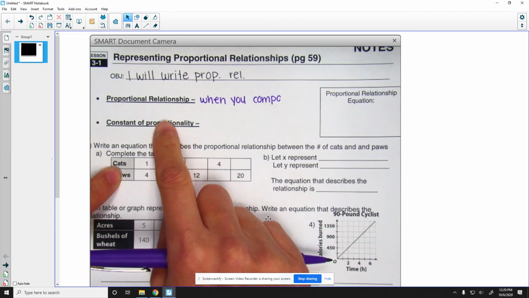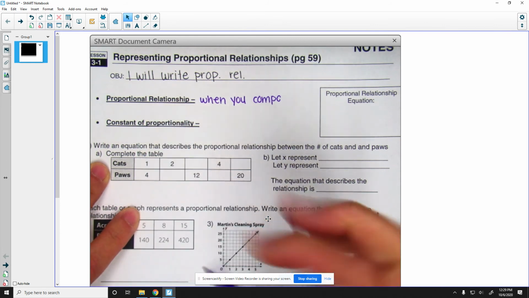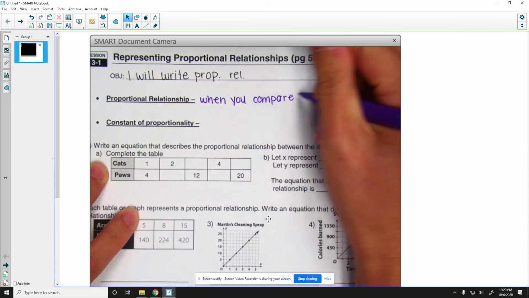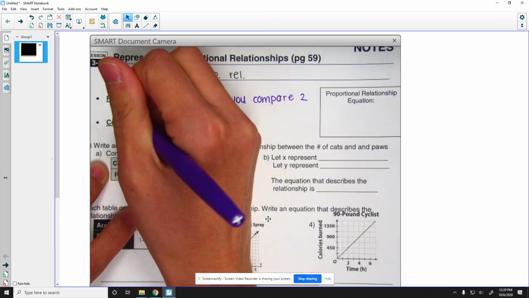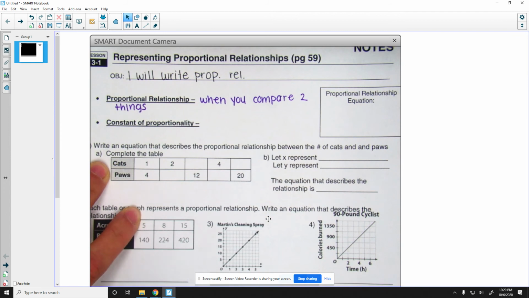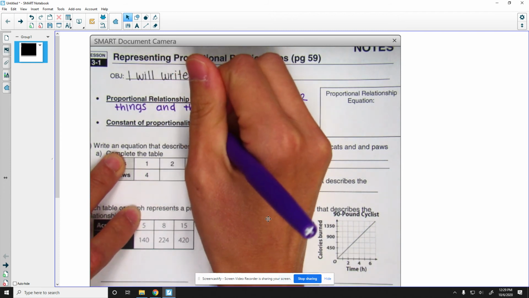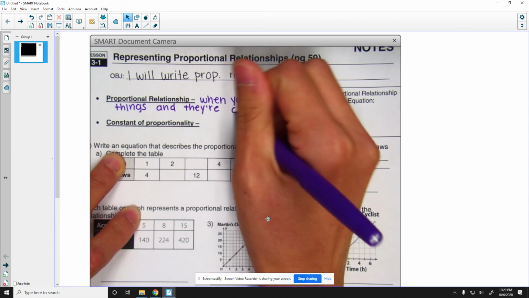So these are our notes today. What is a proportional relationship? A proportional relationship is when you compare two things, and they are constant.